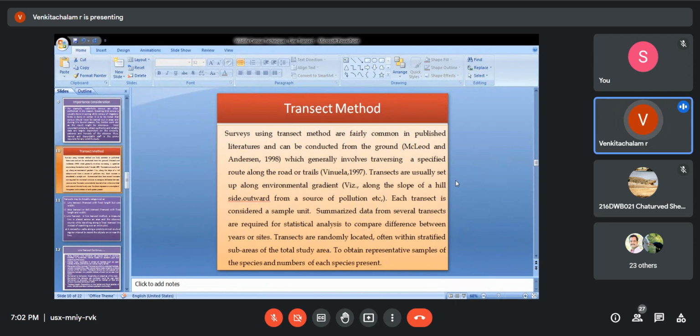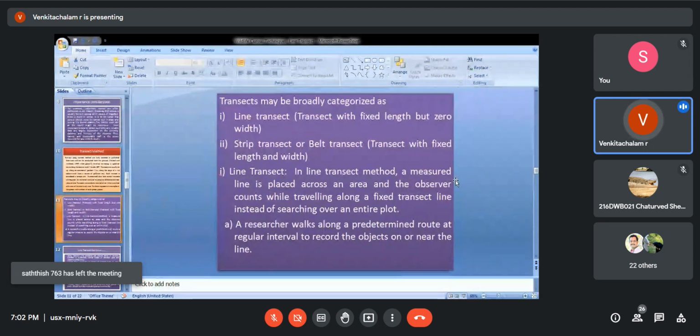Actually, statistics is also a very, very important tool to understand our data. So transects are randomly located, often within stratified subareas of the total area, to obtain representative samples of the species and the number of each species present. And the transects may be broadly categorized as line transect, strip transect, and point counts. Next class we will see that also.